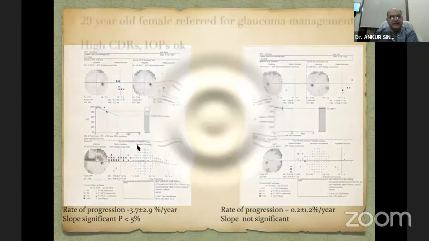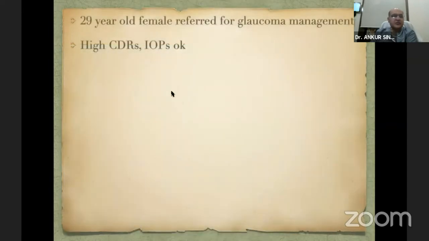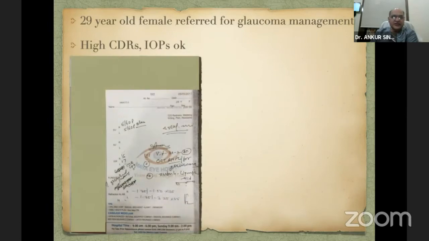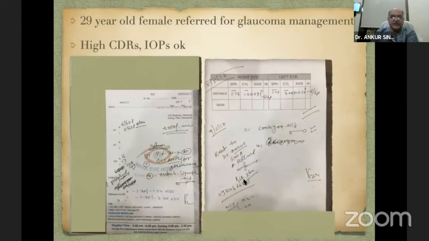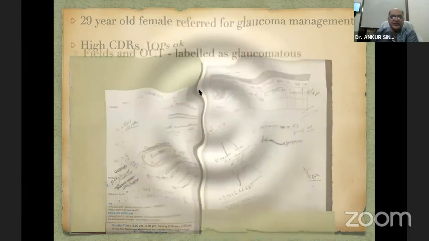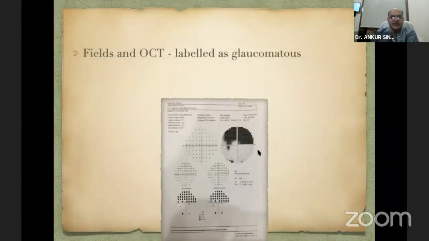So this is the GPA again, which is showing you a significant slope. A 29-year-old female referred for glaucoma management, high CDRs, but the IOP was okay. So this is what somebody has written, that the patient has glaucoma and she has been advised follow-up and investigations with us. And this is the visual field she had done at our place, because all the glaucoma patients are subjected to visual fields before they come.